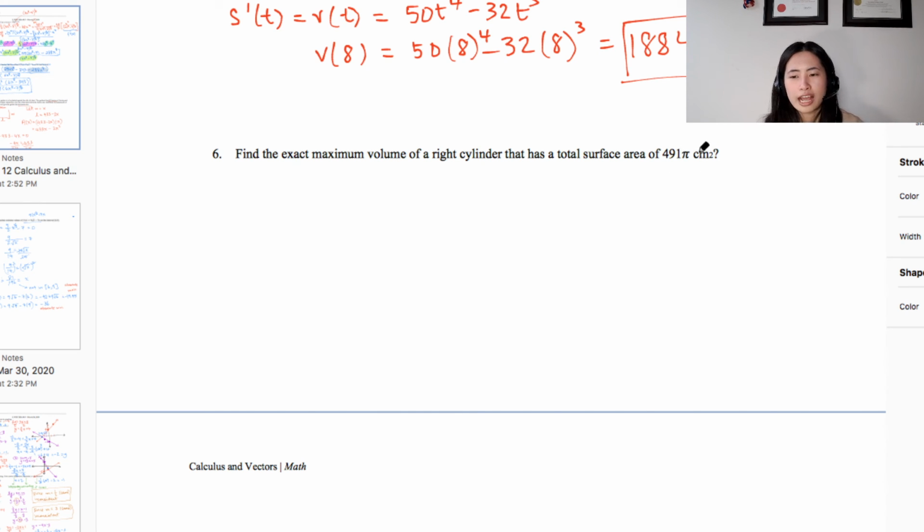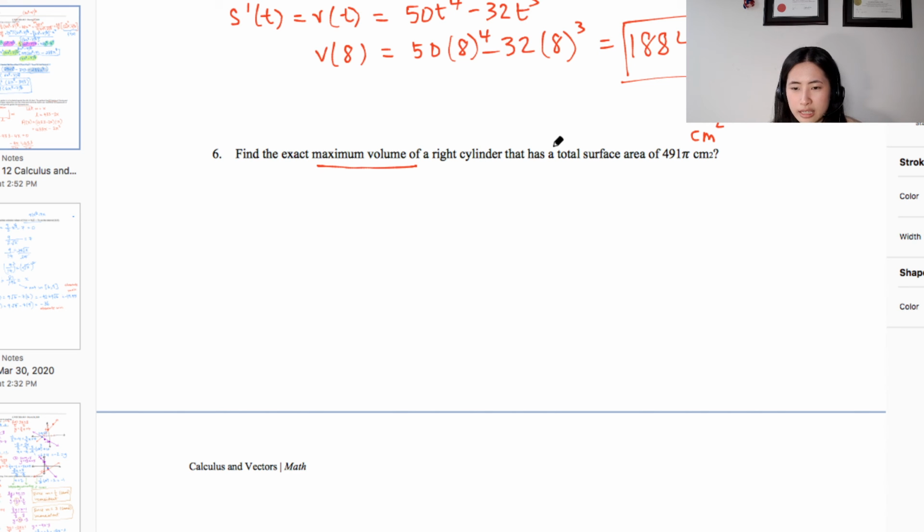For some reason the 2 becomes a subscript. This is supposed to be centimeter squared, by the way. So the 2 should be a superscript. For some reason this app just turns it into a subscript. So just bear in mind that this is centimeter squared. Okay, so we need to find the exact maximum volume.